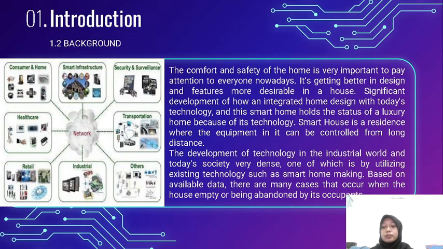A smart home, or smart house, is a residence where the equipment in it can be controlled from a long distance. The development of technology in the industrial world and today's society is evidence of this. One of which is by utilizing existing technology such as smart homes. Based on available data, there are many cases that occur when the house is empty or being invaded.